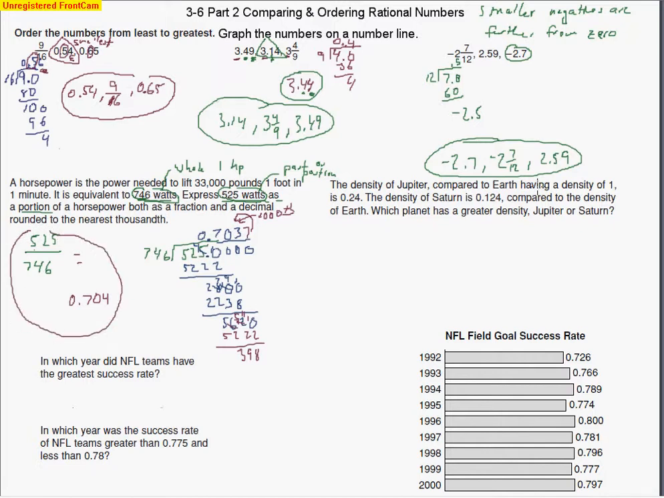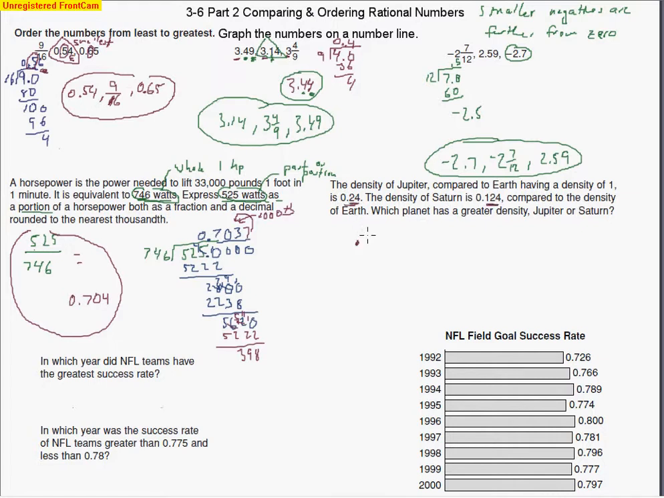And taking a look at our next problem, it says the density of Jupiter compared to Earth, having a density of 1, is 0.24. The density of Saturn is 0.124 compared to the density of Earth. Which planet has a greater density, Jupiter or Saturn? So let's compare these numbers. Let's compare this one here and this one here.